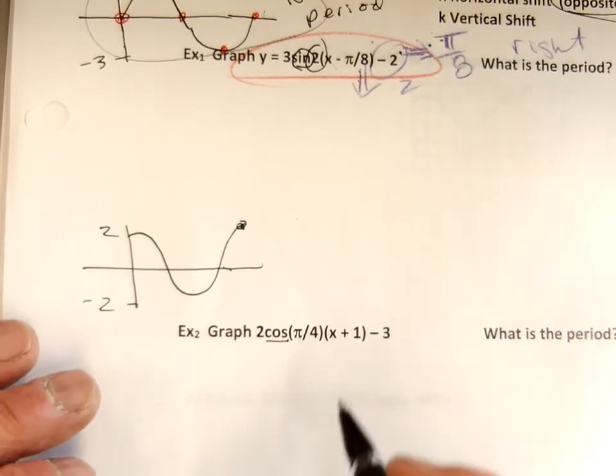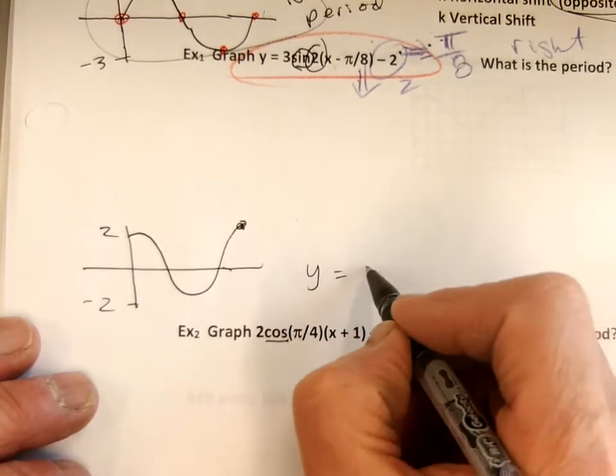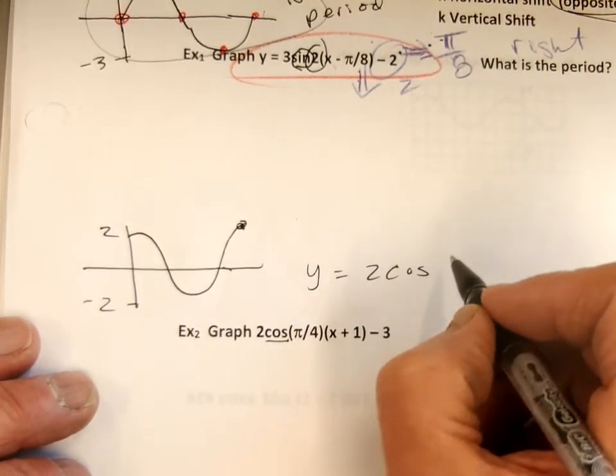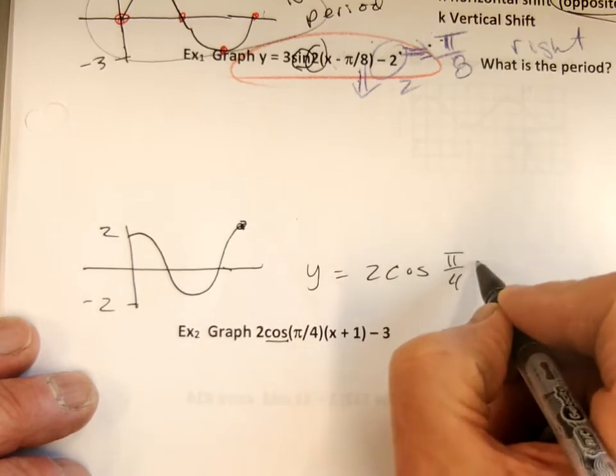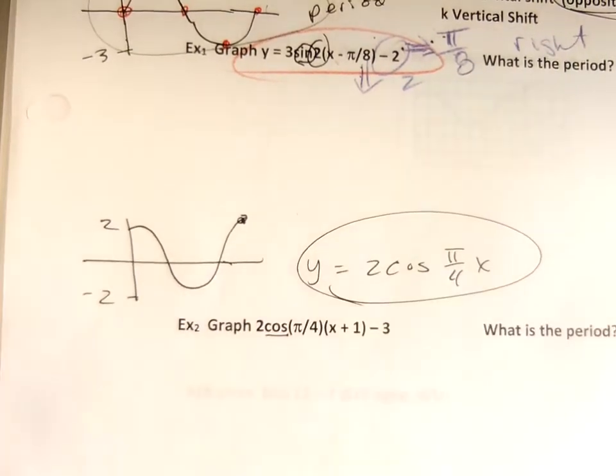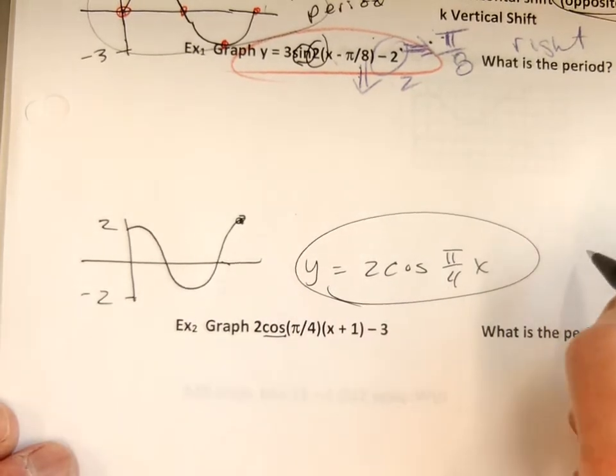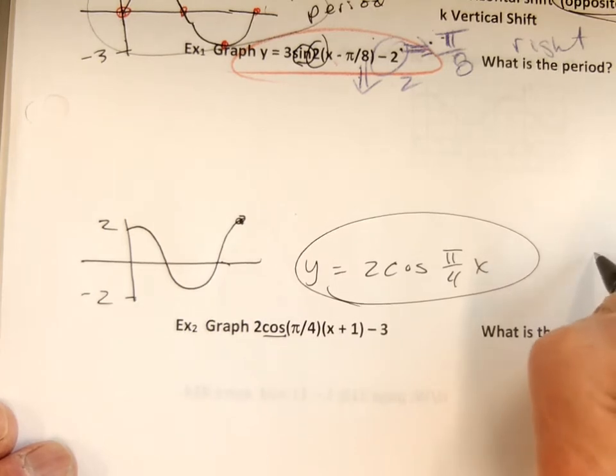So before I do anything, let's just try y equals 2 cosine pi fourths x. We're going to graph that first, and then we'll move it. All right, so now the period's kind of weird. So what is the period? What's the width?